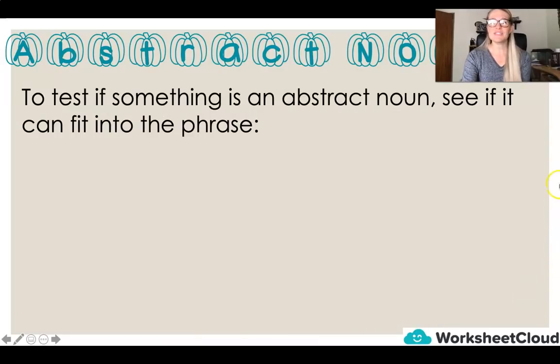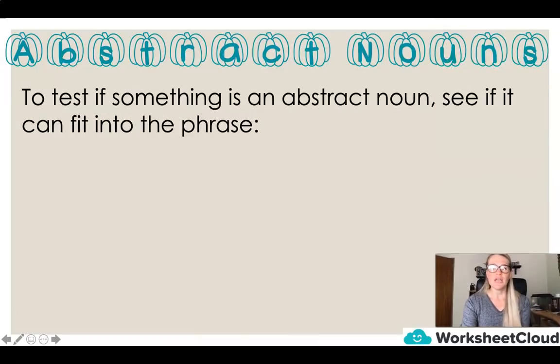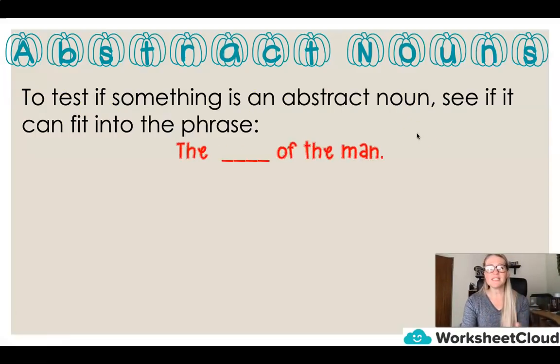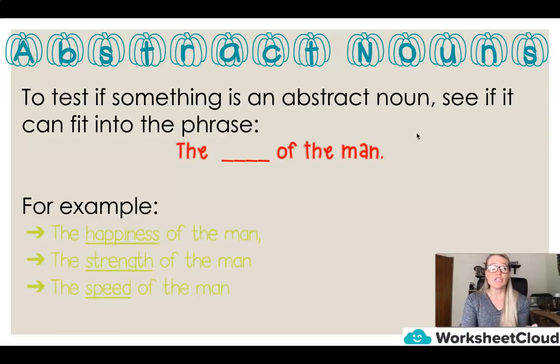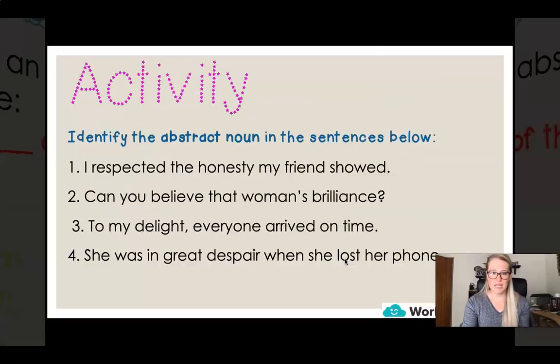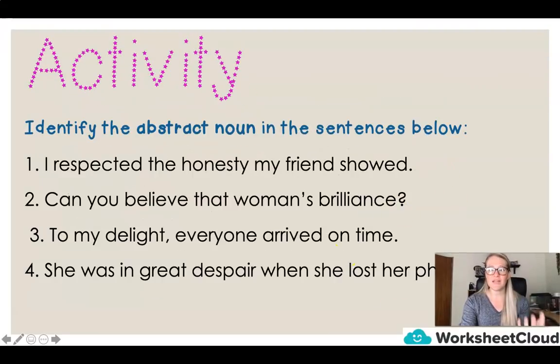Okay, so now let's do an activity. For this activity, you are going to test if something is an abstract noun. In order to test if something is an abstract noun, you have to see if it fits in a phrase. For example, if I say the what of the man, always put a word in its place, substitute it in and see, does it fit? Does it make sense? If you plug in some of these words: the happiness of the man, does it make sense? Yes. The strength of the man? Yes. The speed of the man? Yes. Always put it in place and see if it actually makes sense.